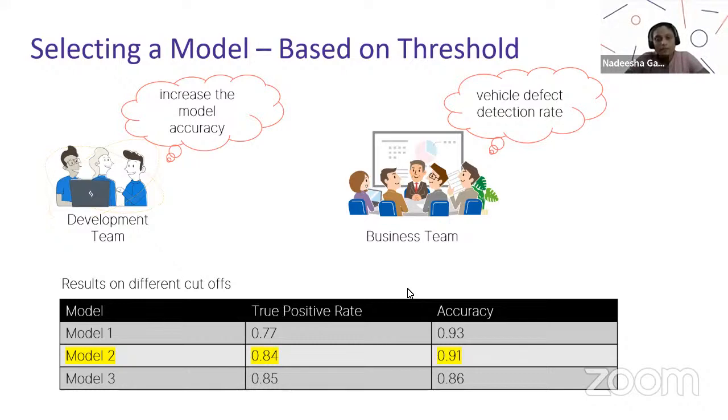The expectation of the developer is always to increase the model accuracy, which is one of the evaluation metrics. But the expectation of the stakeholders is to increase the true positive rate, which means the vehicle defect detection rate. From the developer's point of view, Model 1 is the best model. But from the stakeholders' point of view, Model 3 is the best model. But when we consider both requirements, Model 2 is the ideal model. So likewise, we can take the decisions.